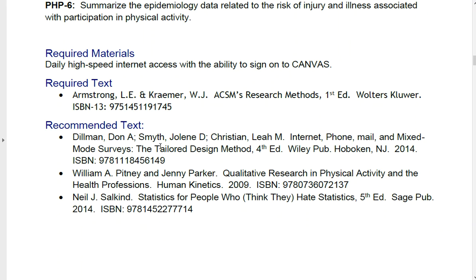The required text is the ACSM's Research Methods, first edition. I know that with the bookstore now, you don't necessarily have to buy your books through eCampus anymore. If you're going to go to Amazon or Barnes & Noble, or just look for the best price you can find, use the ISBN 13 number. That will bring you straight to the exact book you need. You can go to a Google search, type in just the numbers, and it'll pull straight to your book.